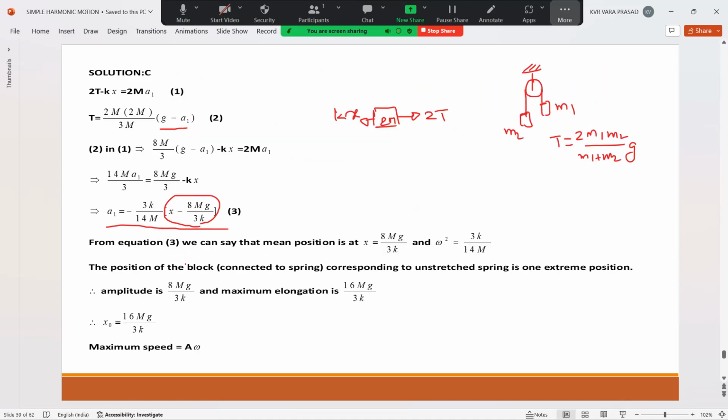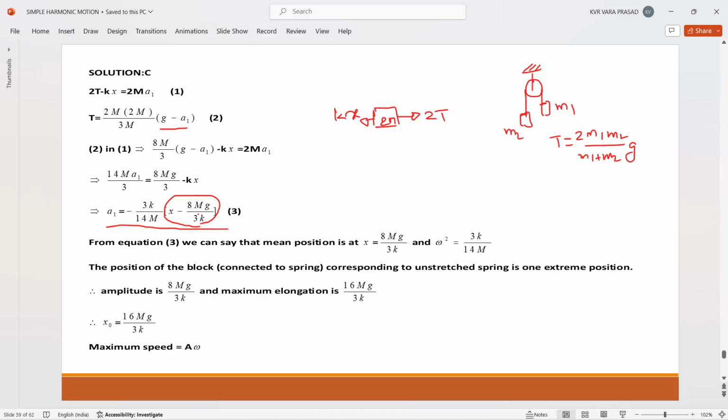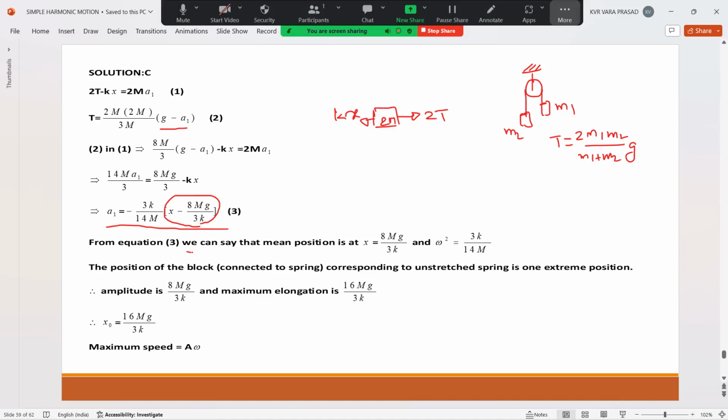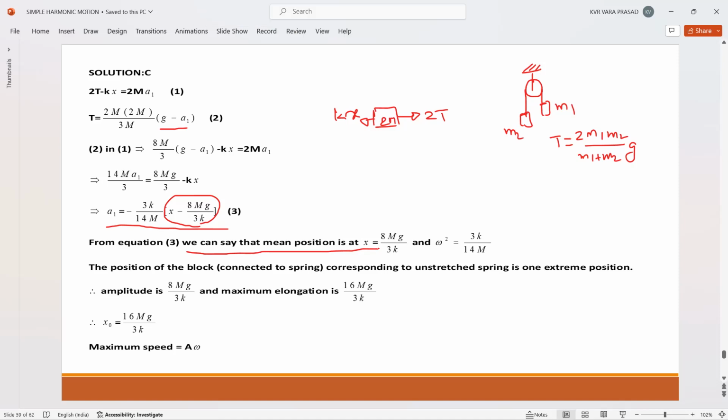Then see what we get here. This is the x coordinate corresponding to the mean position, because when x equals this value, acceleration becomes 0, and we know that acceleration is 0 at mean position. Therefore we can say that the mean position is at x equal to 8mg by 3k, because for that x value acceleration is 0. So we got the x coordinate for the mean position.